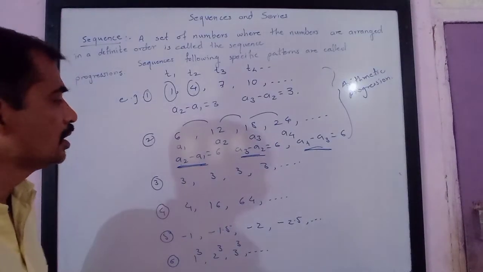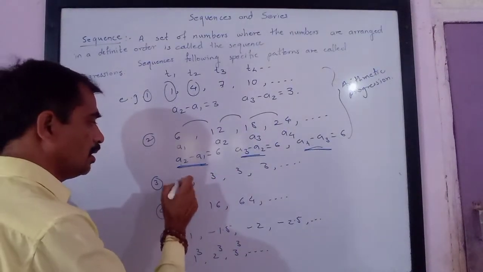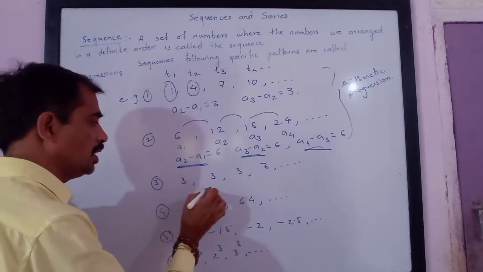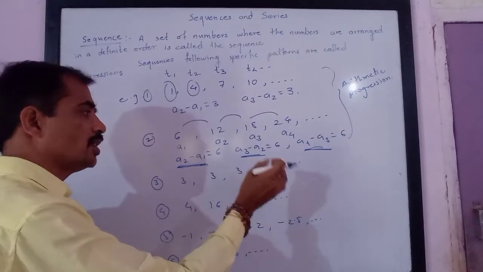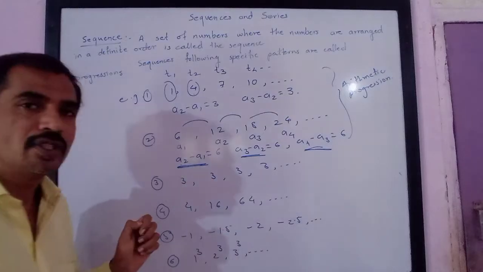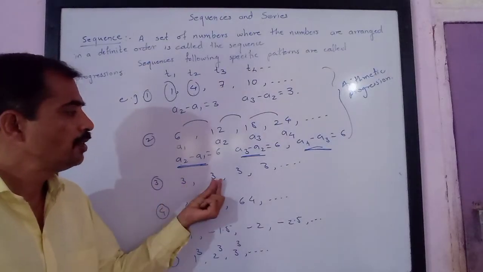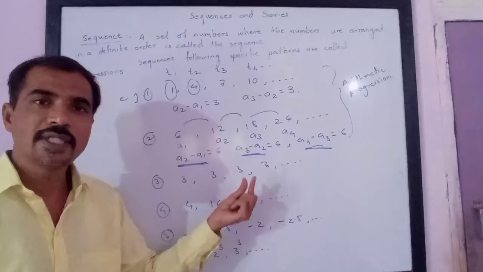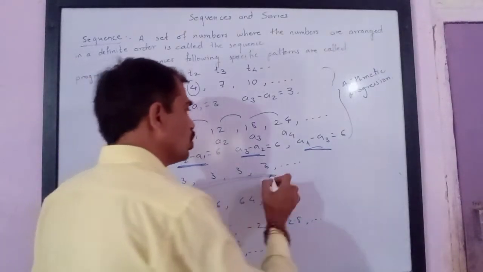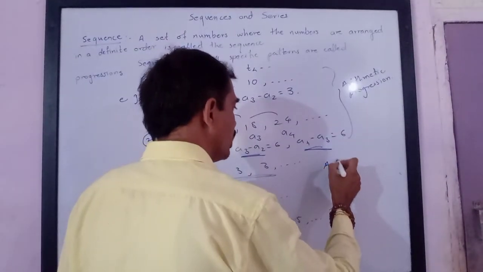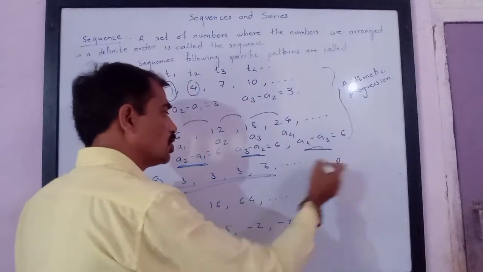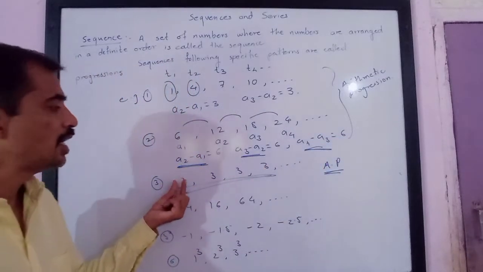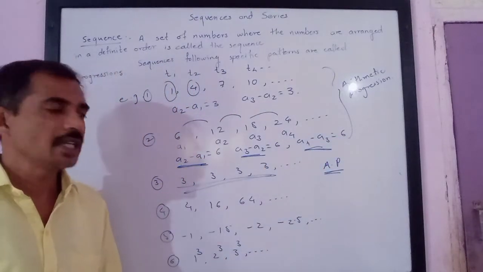Now see, the third sequence is 3 minus 3, difference is 0; 3 minus 3, difference is 0; 3 minus 3, difference is 0. It means the difference between the consecutive terms is the same. So this sequence is also called an arithmetic progression. Please note, this is also an arithmetic progression, because the difference between the consecutive terms is the same.